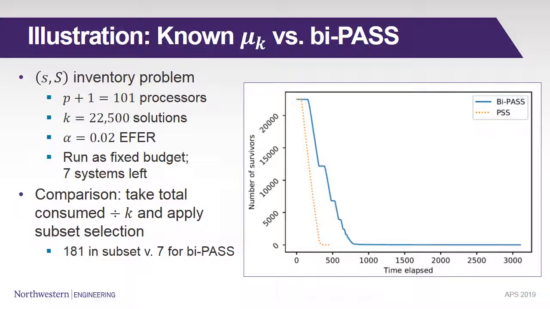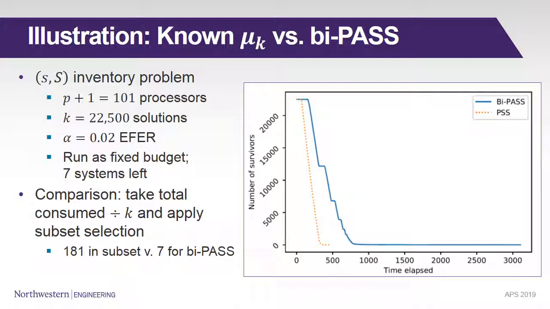The dotted line is what would have happened if we had run BYPASS with the known standard mu k. For this particular problem, we know the optimal solution, so we can use that. We call that PSS, or parallel survivor selection, and that's the dotted line. So you can certainly see the advantage of obviously knowing the value of the true best, but you can also see that BYPASS parallels that pretty well.